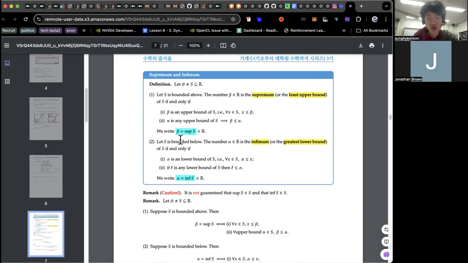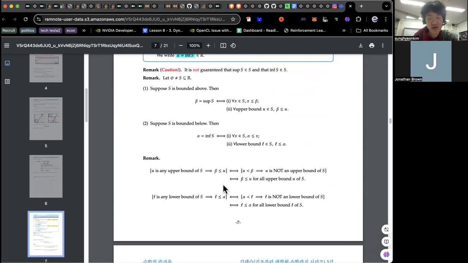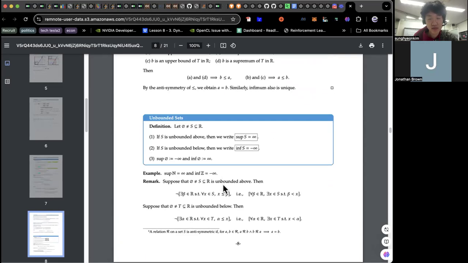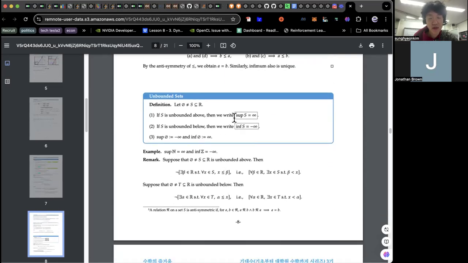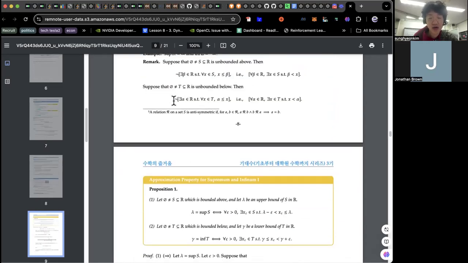There are two conditions: B is an upper bound of S, and U is any upper bound of S. This is the condition. Then we will write B as the supremum of S. Infimum is defined in the same way. And if the supremum of S goes to infinity, then we say it is an unbounded set.